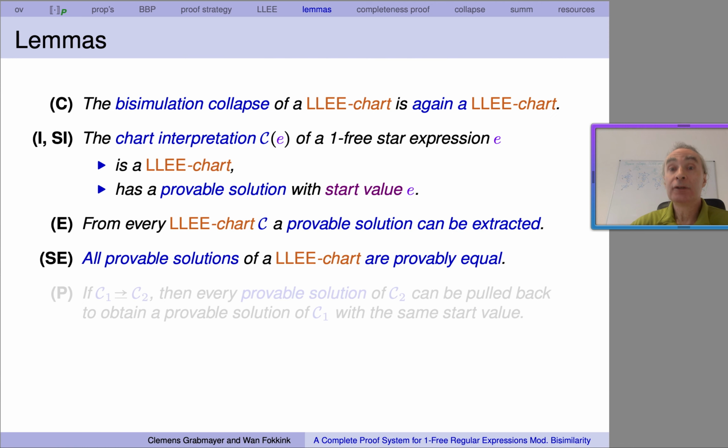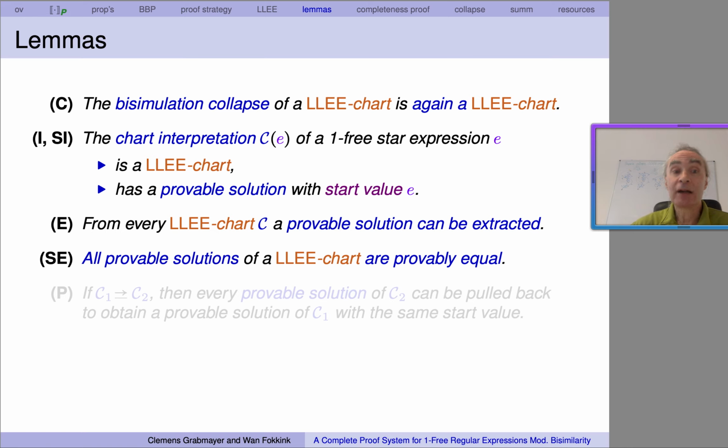With this notion, I can now explain to you the statement of the lemmas of our completeness proof. The first and most important one is that the bisimulation collapse of a LEE chart is again a LEE chart. The second and the third lemma state that the chart interpretation of a one-free star expression E is a LEE chart, and it has a provable solution with start value E. The provable solution is a vector of expressions, one for each vertex, and the start value of a provable solution would be the start vertex value of this vector.